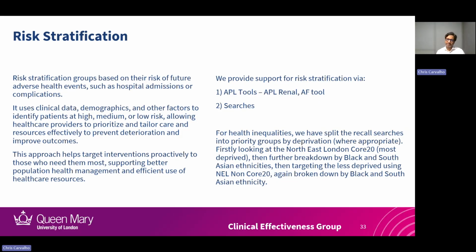to get them a start. So when we've looked at this, we thought there are our existing tools like Apple Renal or the AF tool, which you would have heard about last week, and there are our searches, which we have created, which simplistically look at prioritization by deprivation and by ethnicity. That's a very crude way of looking at it, but it allows us to look at our core 20 most deprived populations, as well as looking at those who we know from the data and evidence are more likely to not achieve key clinical metrics or have adverse outcomes than other population groups.